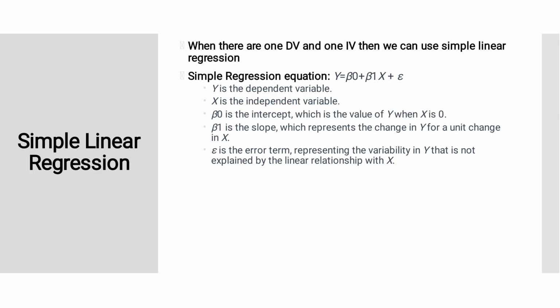So it is very simple. Suppose let's say beta 1 value is 0.4 or 0.5, then we can say that when there is a change, means one change in customer satisfaction, that leads to 0.5 change in your customer loyalty, that is the dependent variable. So this e or epsilon is the error term representing the variability in y that is not explained by the linear relationship with x.